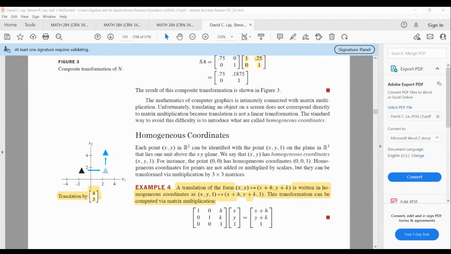Okay. You want a matrix that's gonna cause that translation, and a 2 by 2 matrix will not do it. It will not do it.